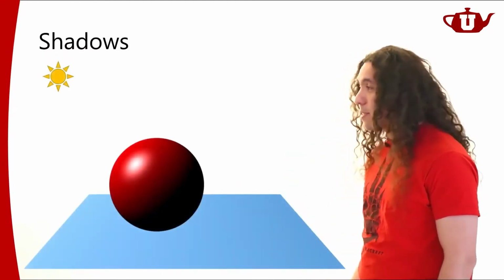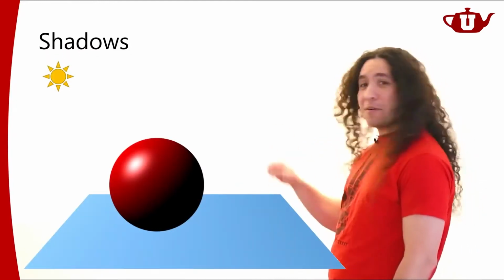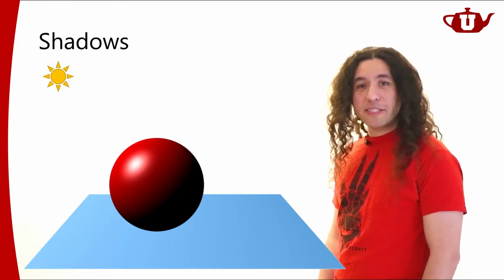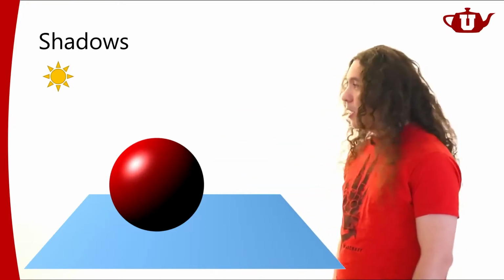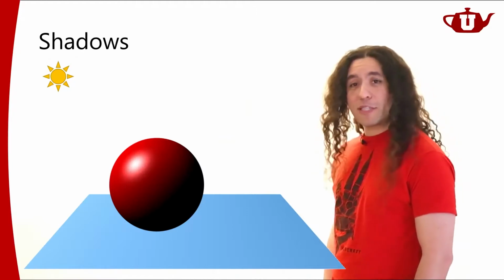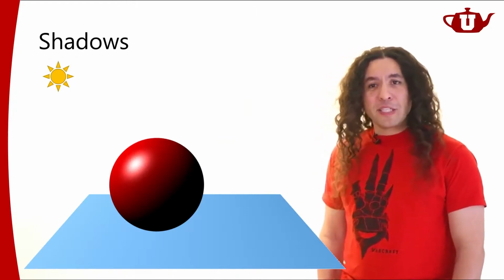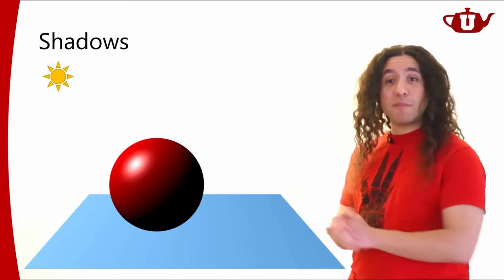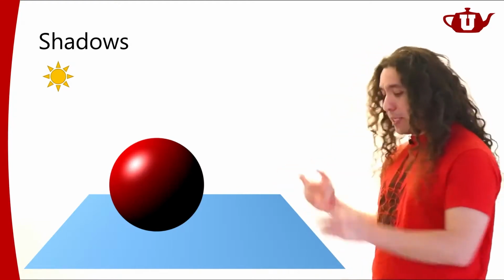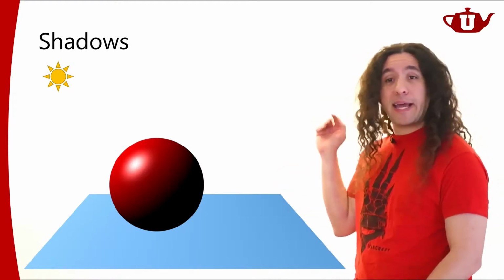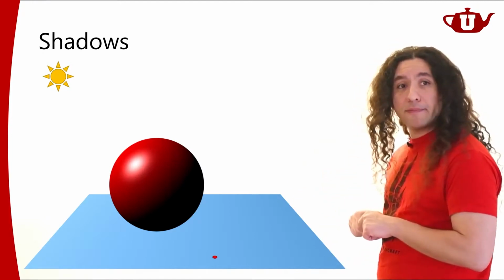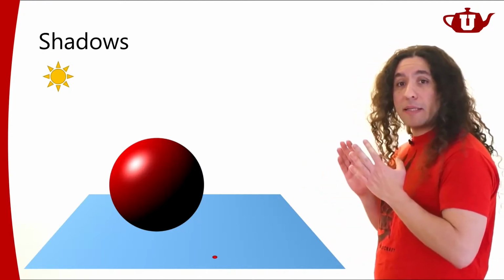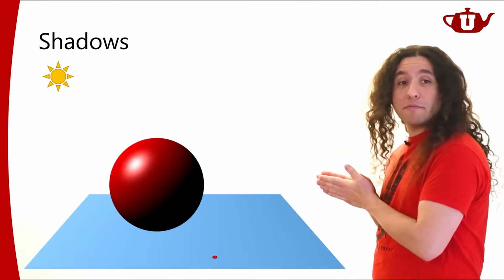We have this lovely scene. Our ball is here, our plane is here, our light is over there. I know their positions, but I cannot see their positions because I don't have shadows right now. The problem that I'm trying to solve is, given a point X somewhere, let's say a point on the plane, is this point in shadow? That's the question.